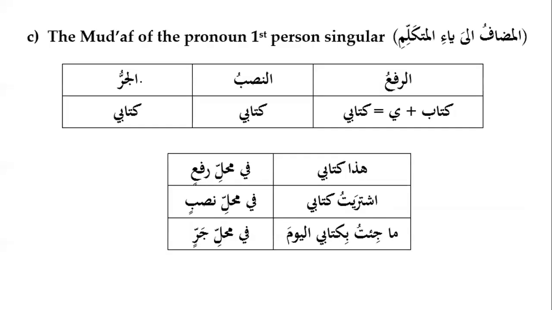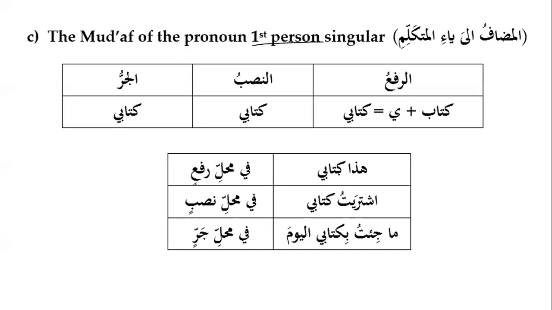And then the mudaf of the pronoun first person singular, you know that ya al-mutakallim, do you remember that? When ya al-mutakallim is connected to a noun, then the ending will disappear. For example, we have here kitab plus ya al-mutakallim, kitabi. So in rafu, it will be kitabi, in nasb, it will be kitabi, and in jarr, it will be also kitabi.